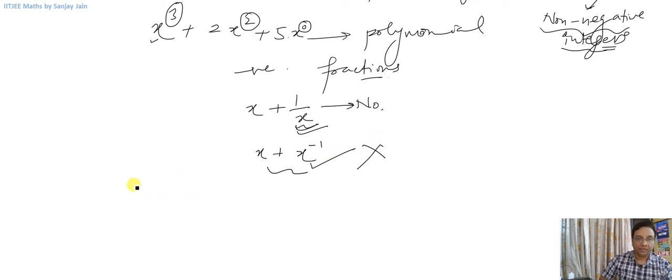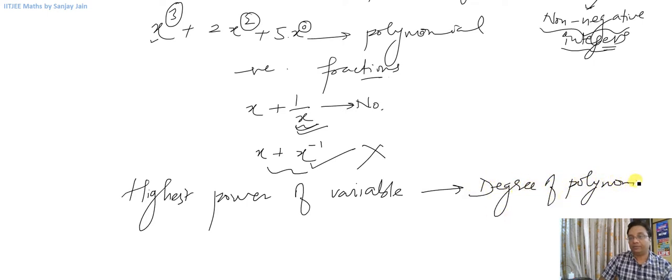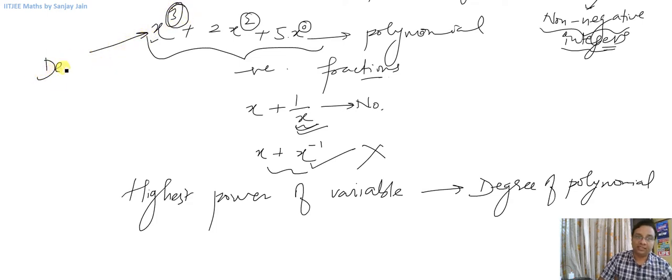Okay, now highest power of variable is given a special name, that is degree of polynomial. Degree of polynomial. For example, in this polynomial, what was the highest power of x? It was 3. So if I have to comment on the degree of this polynomial, I can say the degree of this polynomial is 3.